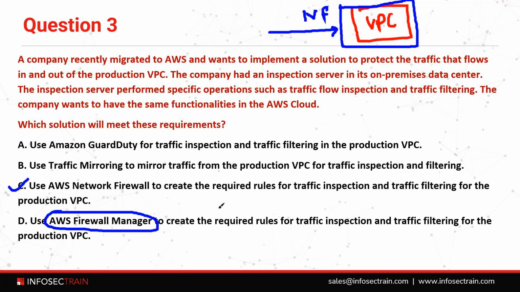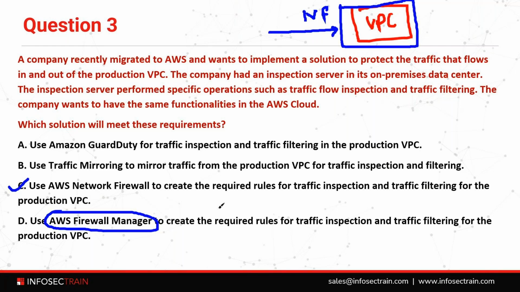Firewall Manager never protects you from any kind of attack, and it's not analyzing any traffic that is coming to a respective VPC, right? Network Firewall is definitely going to scrutinize every traffic that comes to the VPC. But AWS Firewall Manager does not do that. AWS Firewall Manager does not give you any kind of protection. This name in itself is confusing.